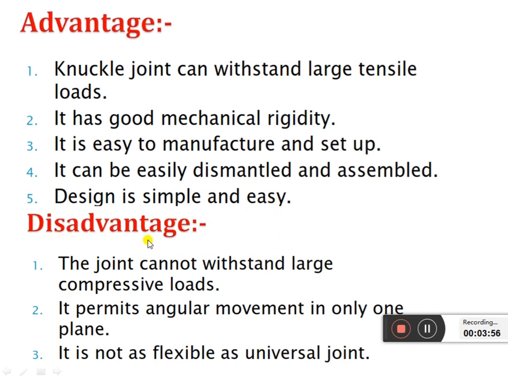So the disadvantages: number 1, the joint cannot withstand large compressive loads. Number 2, it permits angular movement in only one plane. Number 3, it is not as flexible as a universal joint. So this is the basic introduction of the knuckle joint.